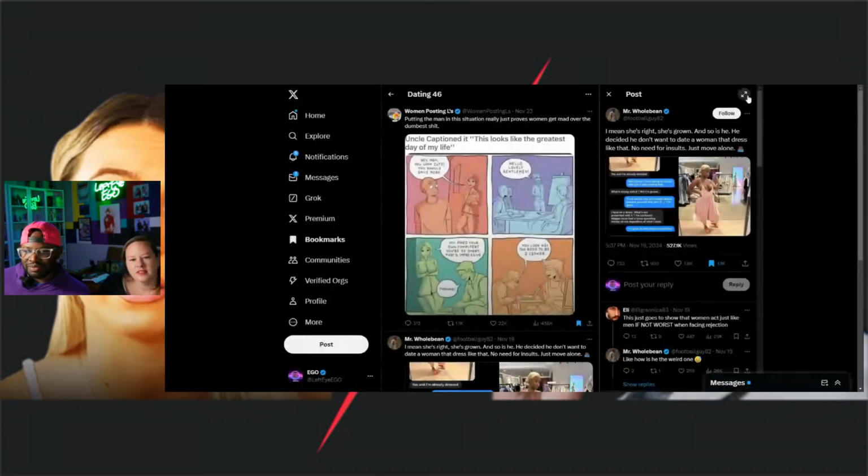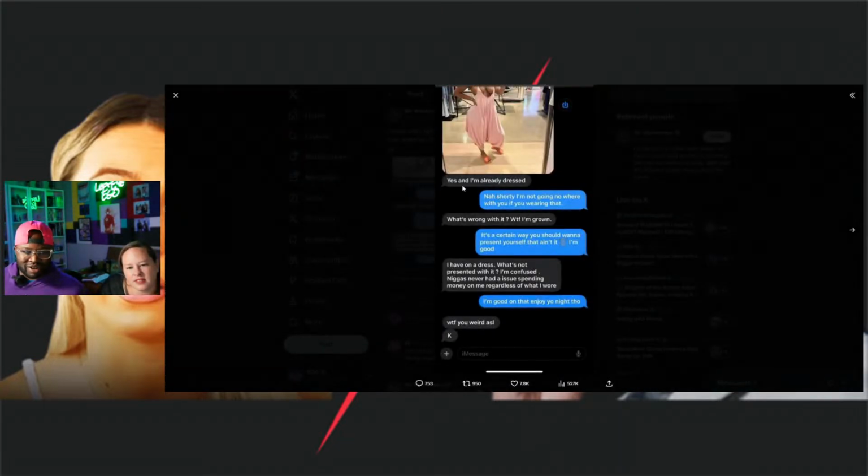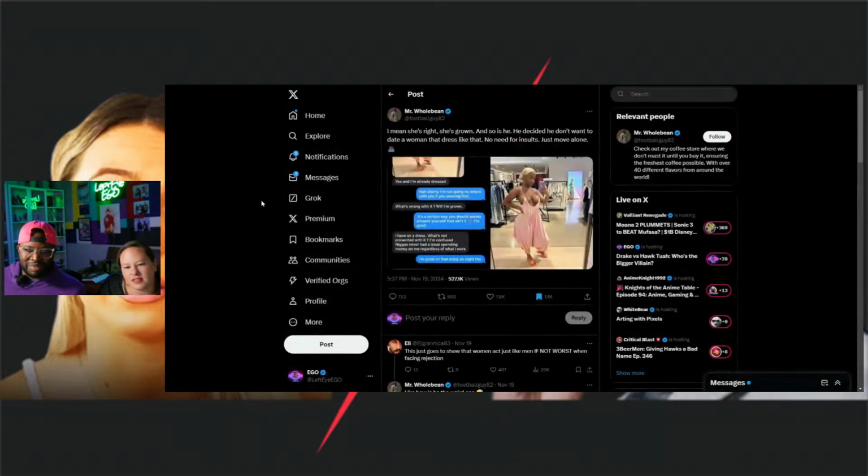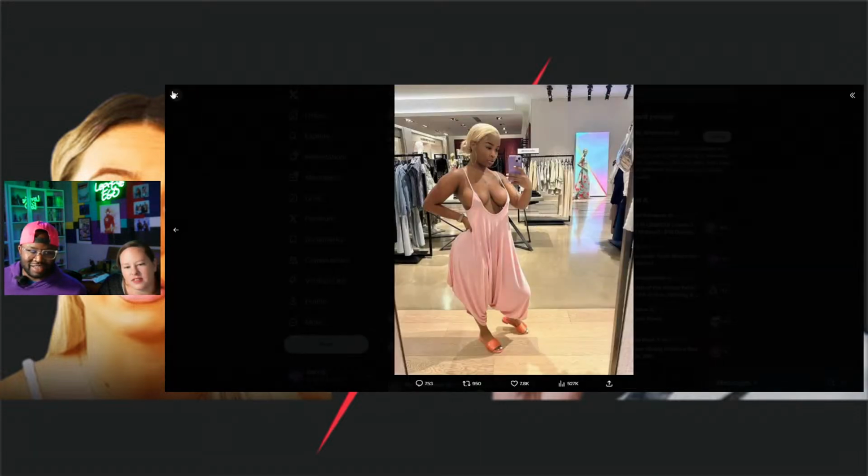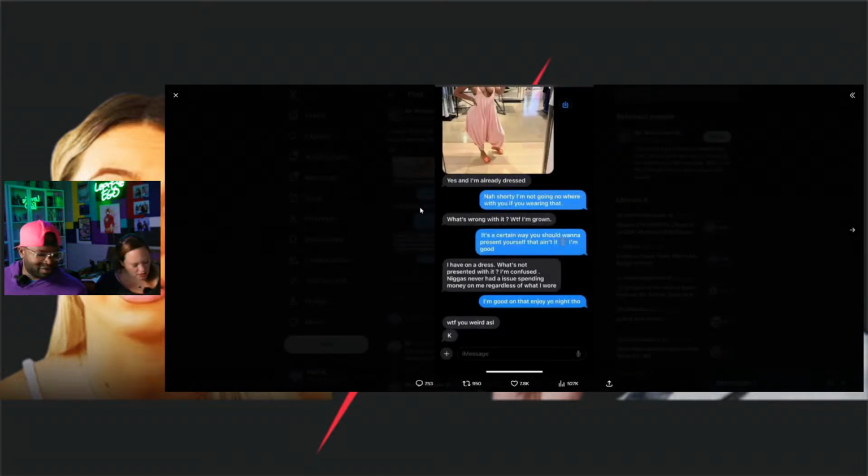All right. So this one set the dating Twitters ablaze. You got to read the interaction first. Guy's going on a date, right? So she's like, I picked up my dress. It looks like this. That's her dress? That is her dress. I can see her. What is that called? Areola? The areola. Okay. How do you not know that you have one?